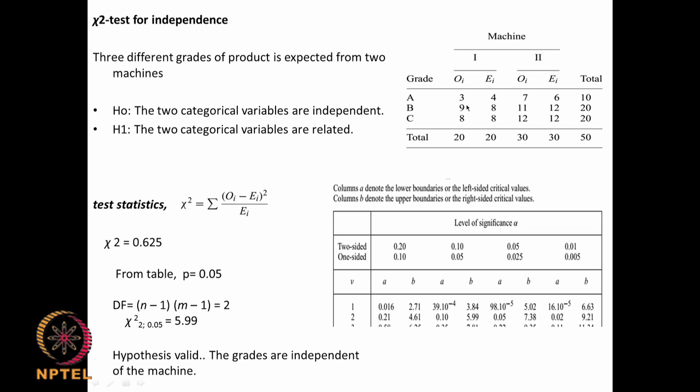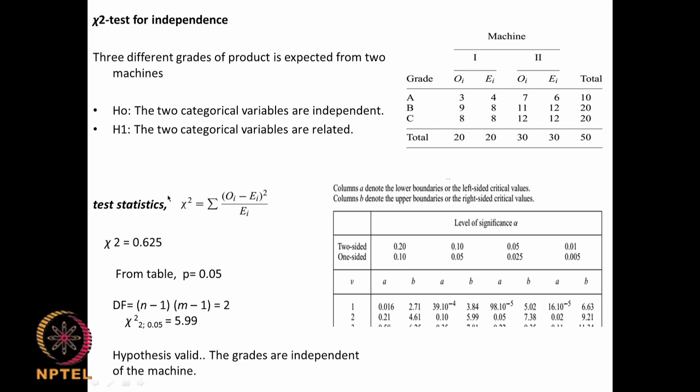We observe on machine 1 grade A 3, grade B 9, grade C 8, but expected is 4, 8, 8. Same thing on machine 2, we observed 7, 11, 12, but expected is 6, 12, 12. Now, I want to look at the hypothesis. The null hypothesis is the variables are independent, that means the grades are independent of the machine which we use, but the alternate is they are related with each other.